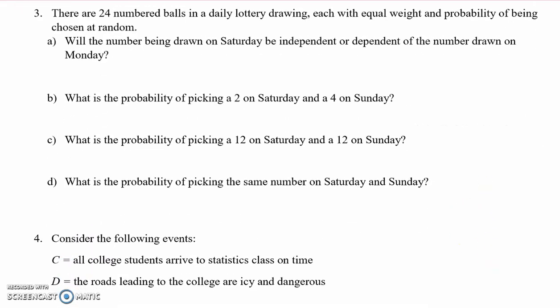Number 3, there are 24 numbered balls in a daily lottery drawing, each with equal weight and probability of being chosen at random. Will the number being drawn on Saturday be independent or dependent of the number drawn on Monday? This is going to be independent because what you pick on Saturday does not change what would be picked on Monday, because the balls are a daily lottery drawing, which means that the numbers get put back into the lottery.